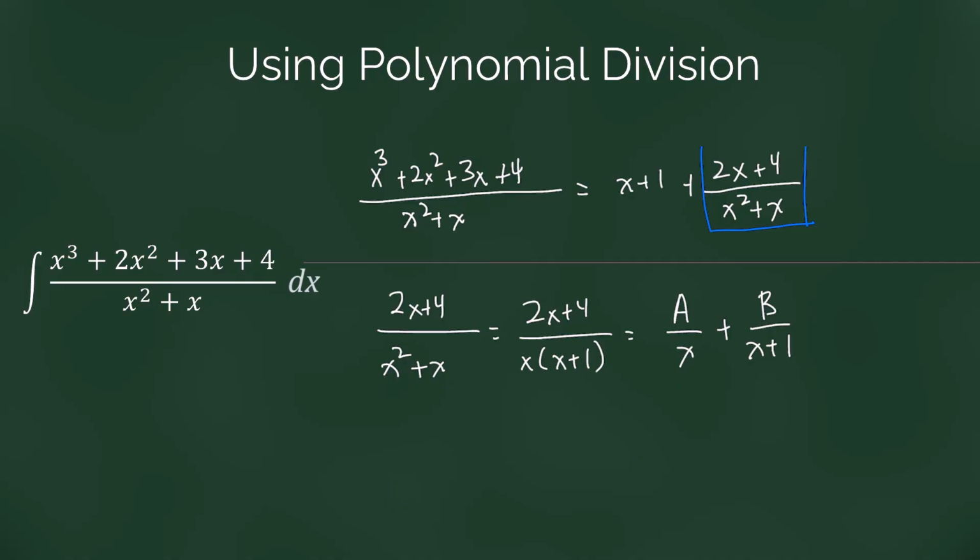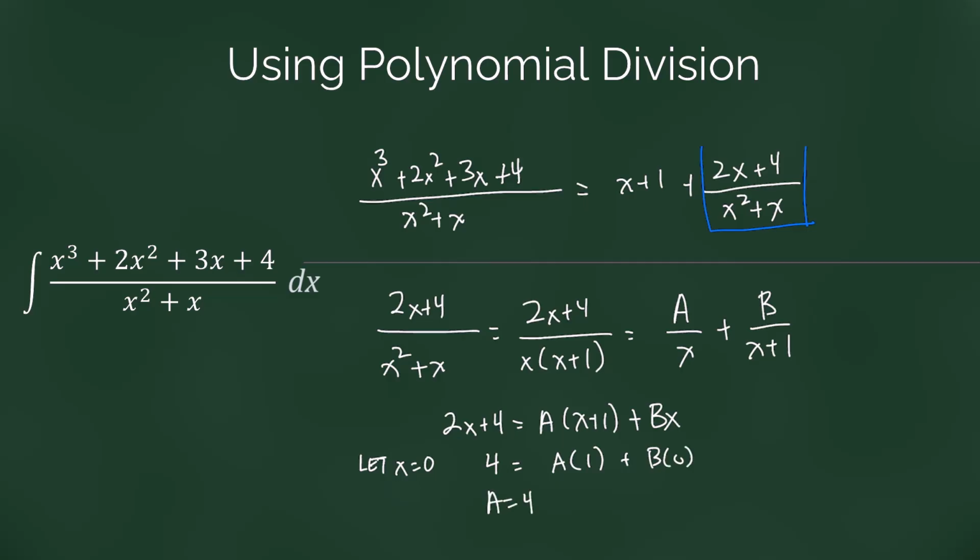And so then when we do our multiplication on both sides of that by x times x plus 1, we get that 2x plus 4 is going to equal A times x plus 1 plus B times x. Actually, let's not expand that one out. Let's go ahead and use our choosing smart x's trick. Let's notice that if we let x equal 0, then our left-hand side becomes 4, and that's going to be A times 1 plus B times 0. So we get that A is 4.